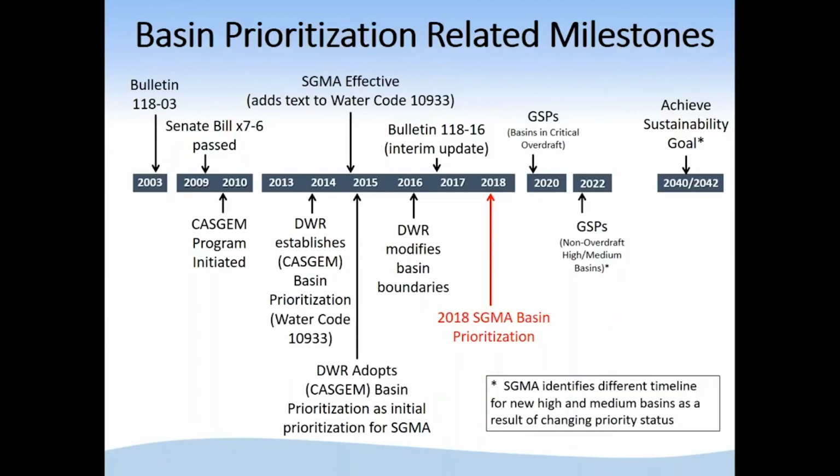It should be noted that SGMA also identifies a different timeline for basins that change priority to high and medium as a result of basin prioritization. And so, as I've mentioned, these are draft results at this time. Stephen will touch on the next steps, but when these results become final, there will be different timelines for any basins that have moved to high and medium priority status.